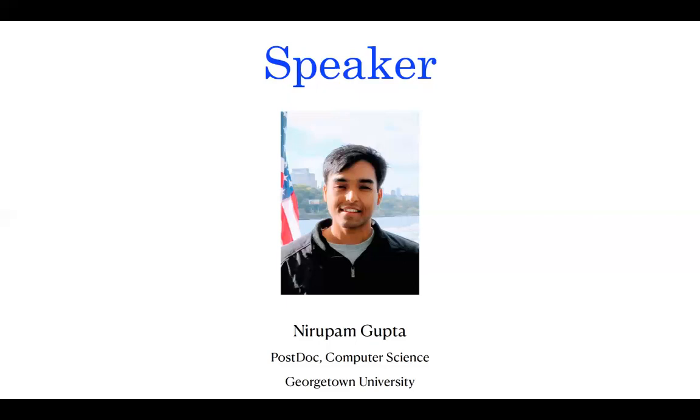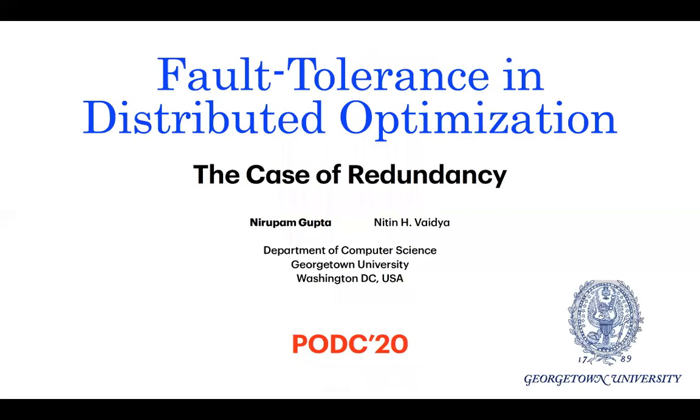In the next 20 minutes or so, Nirupam Gupta will present my joint work with Professor Nitin Vaidya on the topic of fault tolerance in multi-agent distributed optimization, with emphasis on the case of redundancy. This part of our work on fault tolerance was submitted to this year's PODC conference that, as we all know, is being held virtually due to the ongoing pandemic crisis.